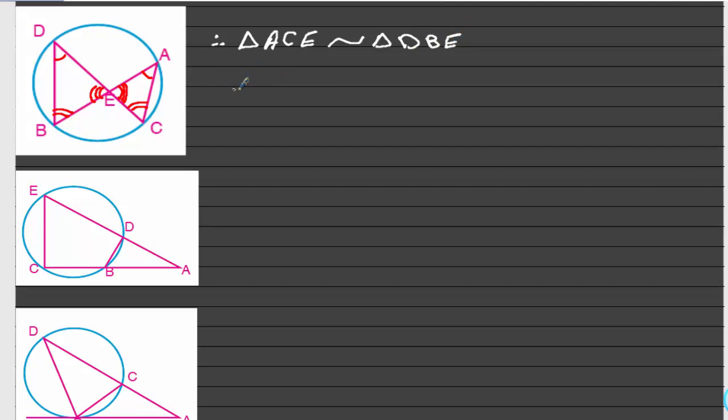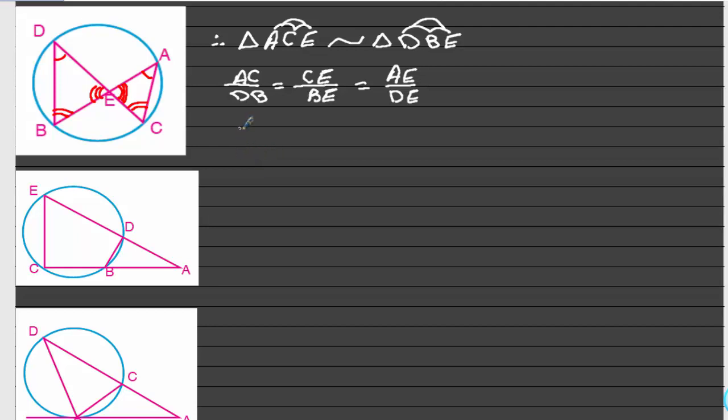and I write the proportional sides. Here we have AC over DB equals CE over BE, equals AE, the third side, over DE. Okay.